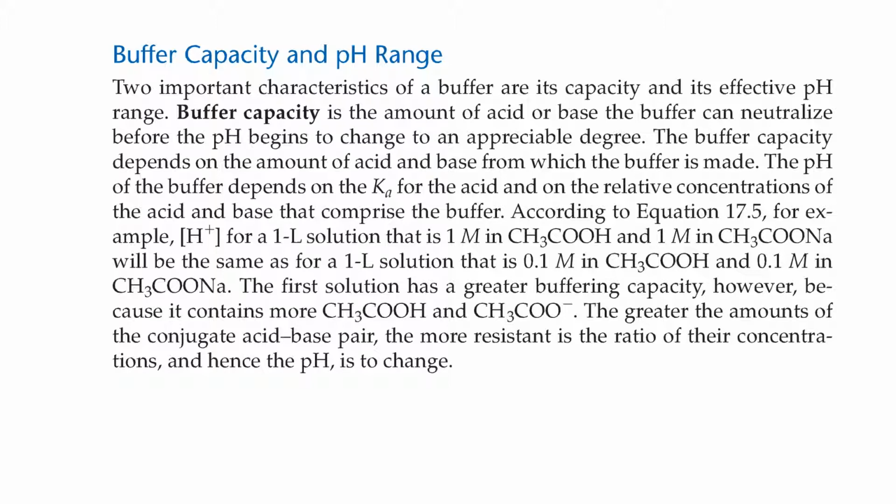According to equation 17.5, for example, the concentration of hydronium for a 1 liter solution that's 1 molar in acetic acid and 1 molar in sodium acetate will be the same as for a 1 liter solution that's 0.1 molar in acetic acid and 0.1 molar in sodium acetate. The first solution has a greater buffering capacity, however, because it contains more of the acid and its conjugate base. The greater the amounts of the conjugate acid-base pair, the more resistant their concentrations, and hence the pH, are to change.